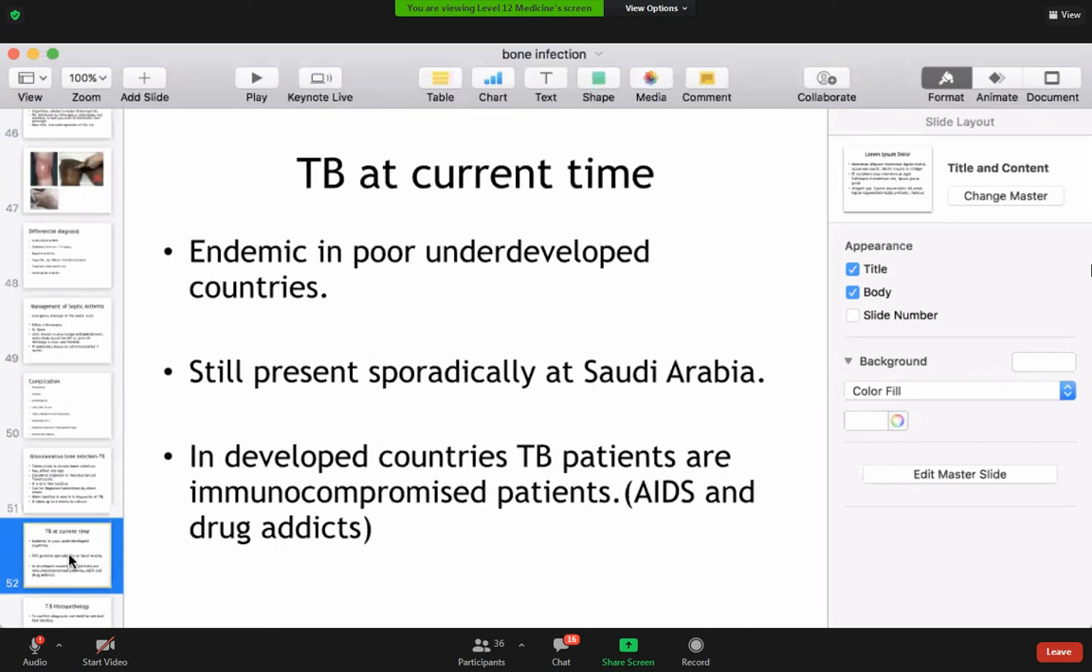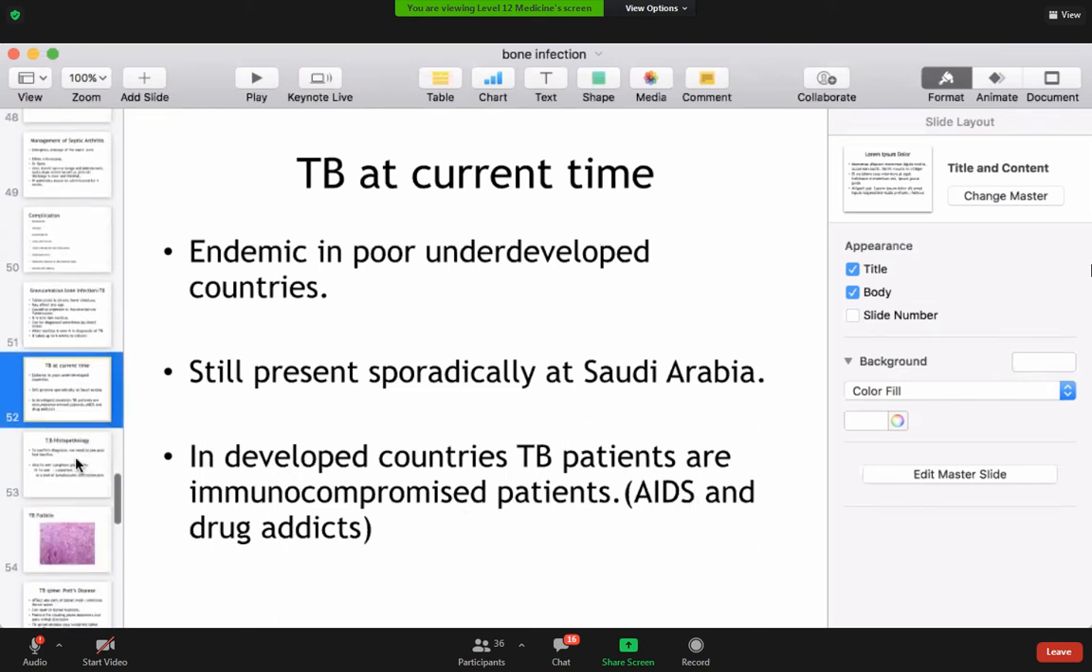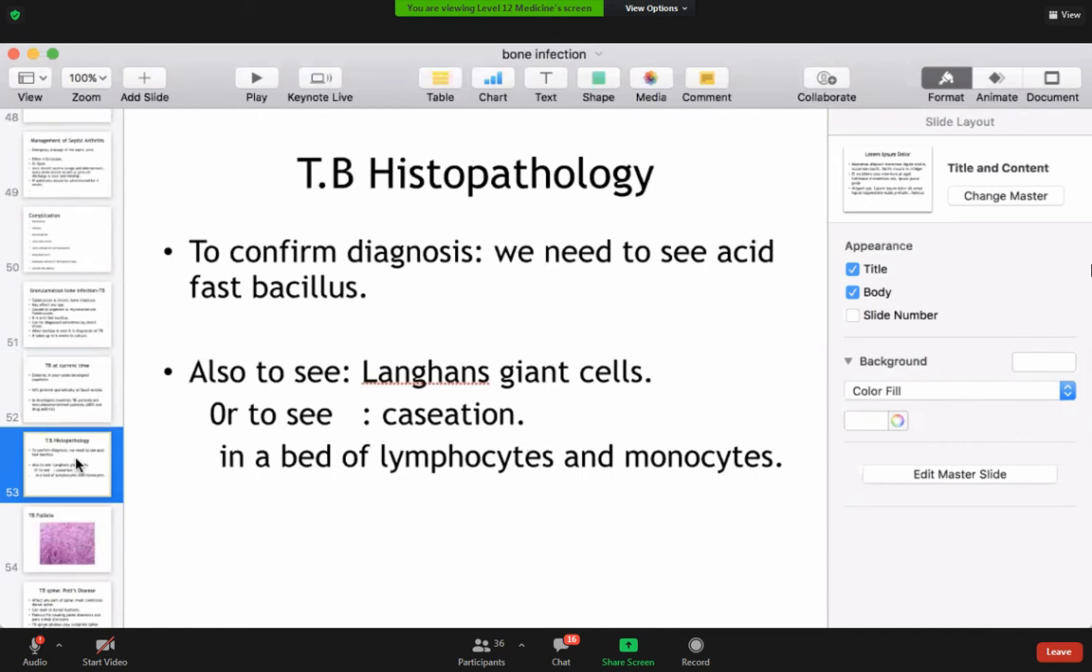Endemic in poor, underdeveloped countries, still present sporadically in Saudi Arabia, especially from immigrants and workers from outside. In developed countries, TB patients are immunocompromised patients like AIDS patients or drug addicts or immigrants.